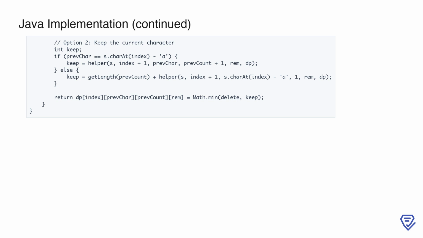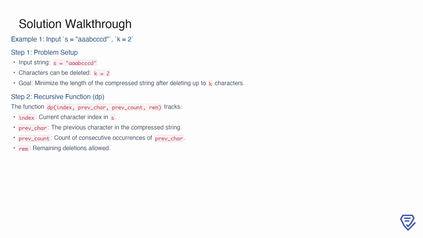within the given constraints. To solve this problem, we start with the input string s equals "aaab" and are allowed to delete up to k equals 2 characters. Our objective is to minimize the length of the compressed string after making these deletions. Compression involves encoding consecutive characters as their count next to the character, such as AAA becoming A3. To achieve this, we use a recursive dynamic programming function named dp.